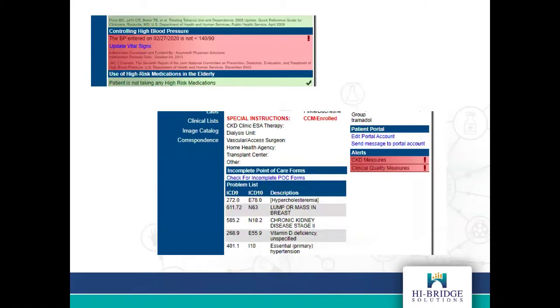So here's another provider that I work with, and I just thought this was really cool how she has some of the alerts set up in their system for clinical quality measures.